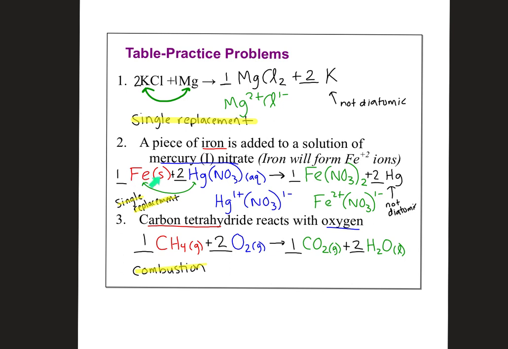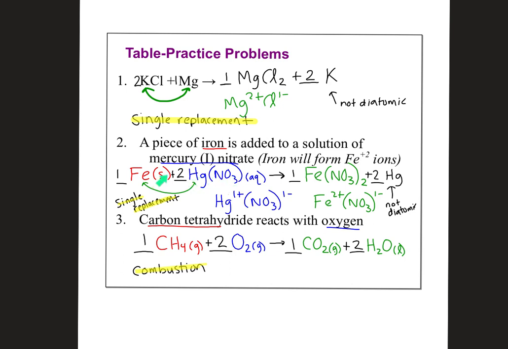So I have my iron. Iron is not a diatomic, so no numbers. Okay, and it's added to mercury 1 nitrate. So I'm going to crisscross mercury with a +1. Nitrate is my polyatomic -1. I protect that in parentheses. That's where this blue HgNO3 comes from.